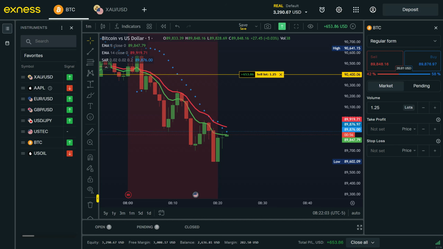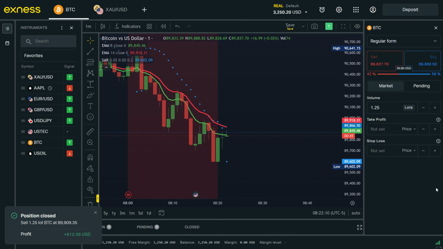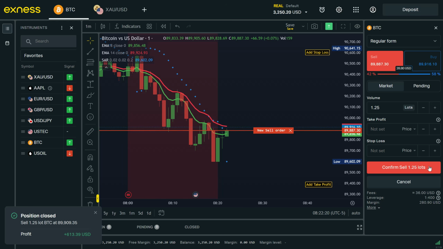Okay, now take a look. The dots have shifted below the price, signaling that the trend is weakening and it might be time to exit. This is the confirmation I was waiting for. So I'm closing the trade now and booking a solid profit of over $600. The best part? You can use this simple yet effective strategy on any time frame, whether you're a day trader, swing trader, or scalper. If you want me to demonstrate scalping using this strategy, let me know in the comments below.